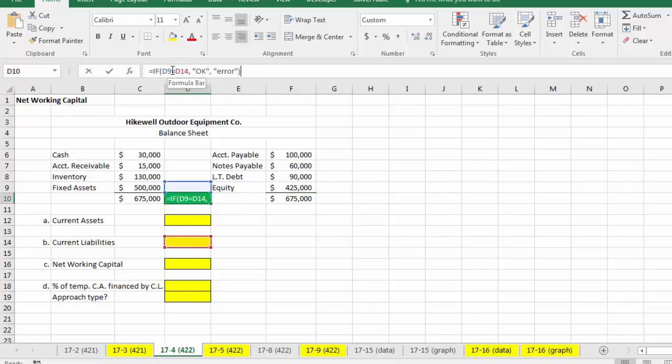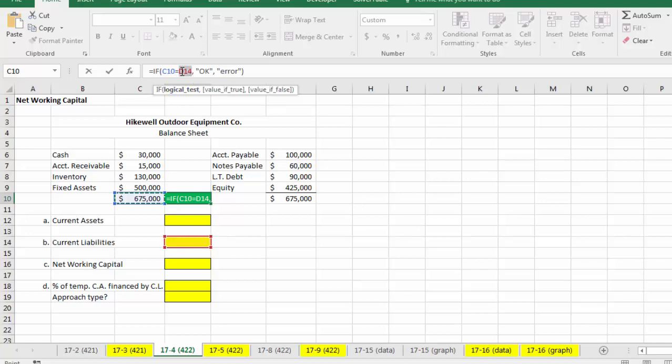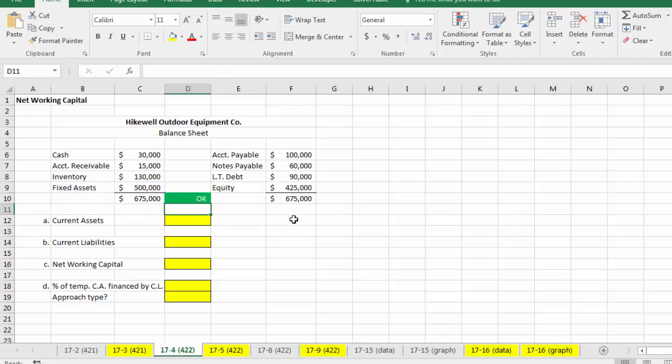And then I just need to insert the proper cell references for the total of assets. It's now C10, and the total of liabilities, it's now F10. And indeed it balances. Notice if one of these were wrong, it would say error. Okay, so that's just a little extra thing for fun to show you some capacities of Excel.